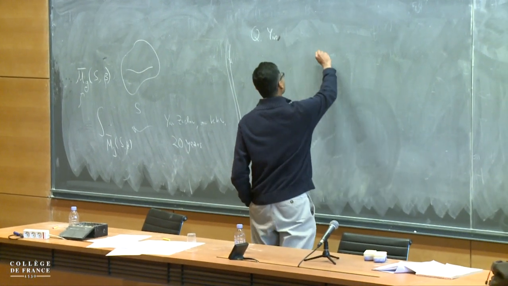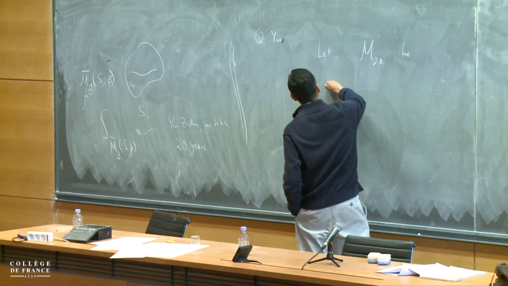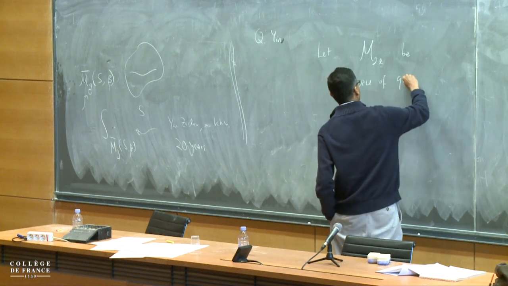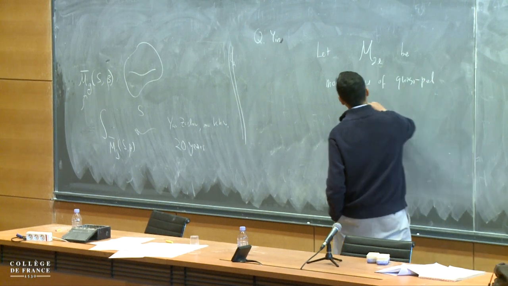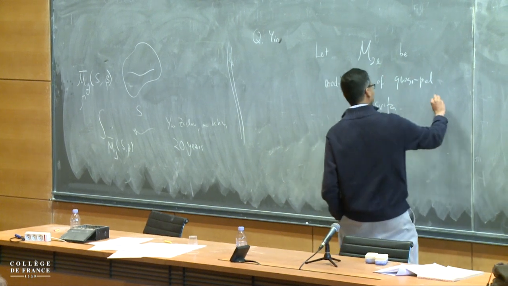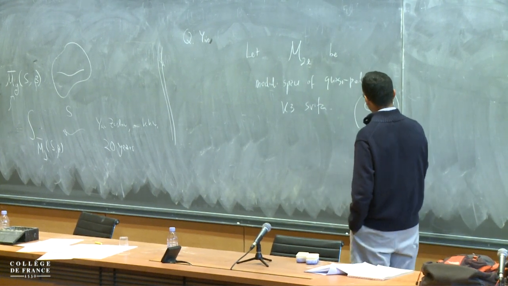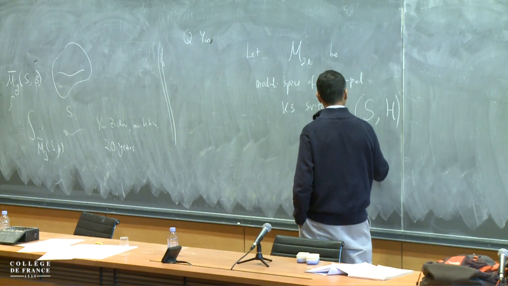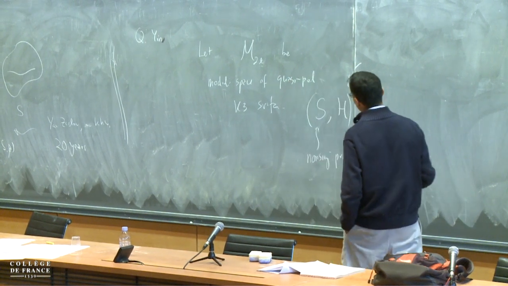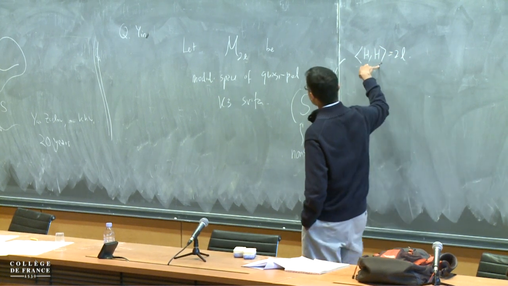All right, so let M to L be the moduli space of quasi-polarized K3 surfaces. This moduli space parameterizes pairs: a K3 surface S and a quasi-polarization H. S should be a non-singular projective K3, and H is the quasi-polarization, with K3 pairing 2L.